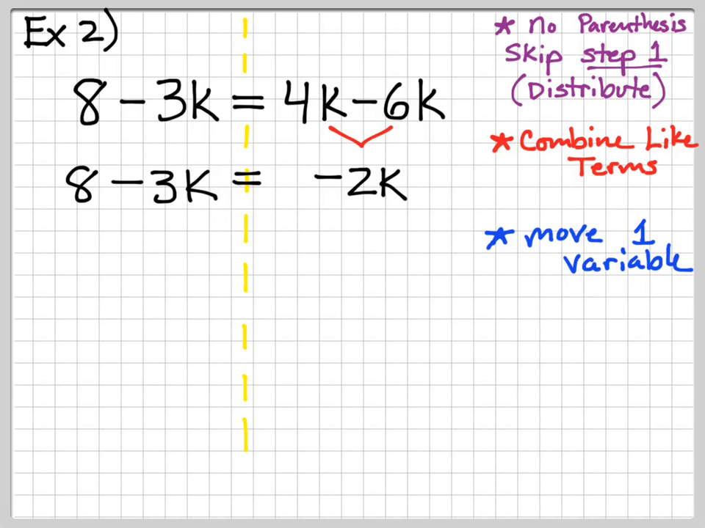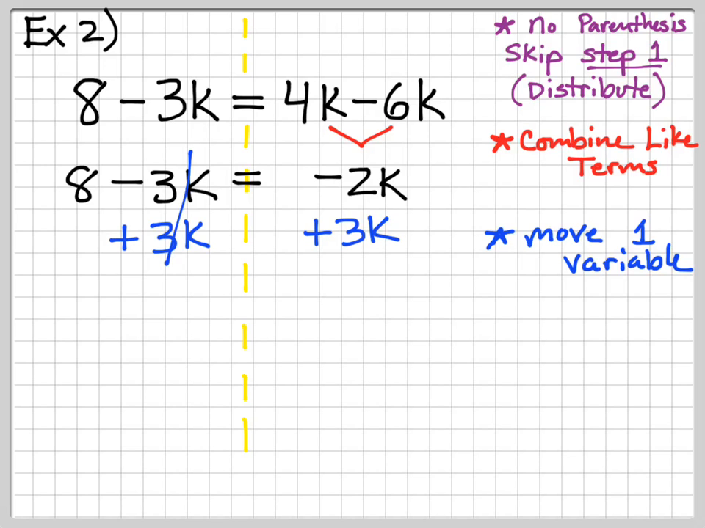Now this is a weird scenario, and I see this happen a lot of times. Often people want to move this over to the other side, but my goal is to get k's on one side, everything with a k, and numbers without a variable, without the k, on the other side. So it wouldn't make sense for me to move this over here because then I would move more stuff over to one side. I'd have variables with the k and variables without the k on one side. So I'm going to move this negative 3k to the right.